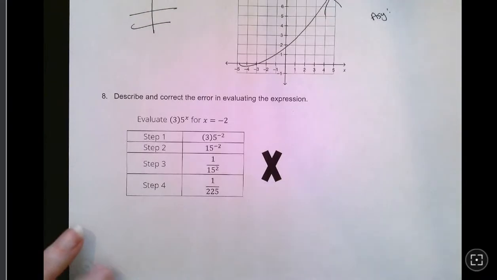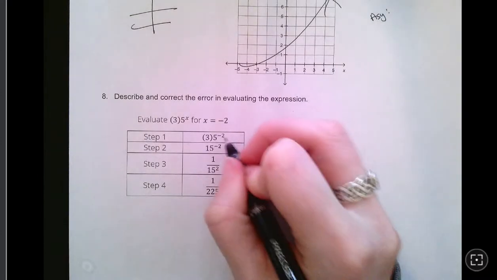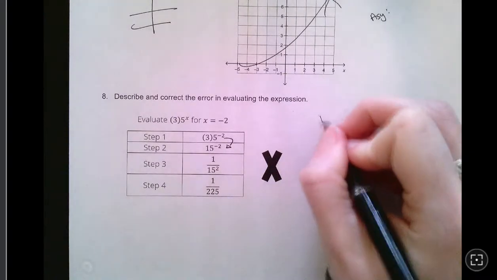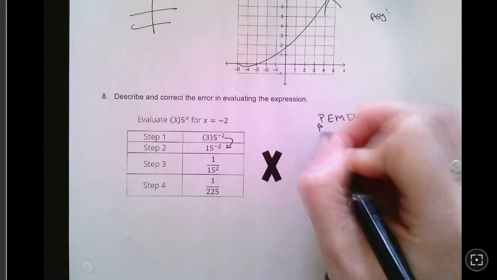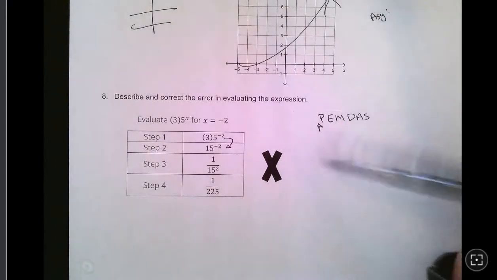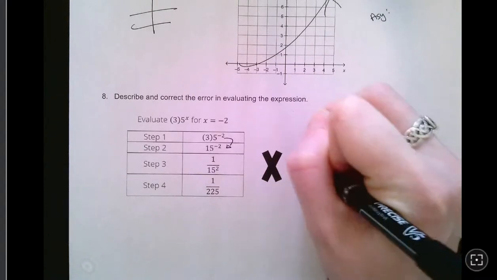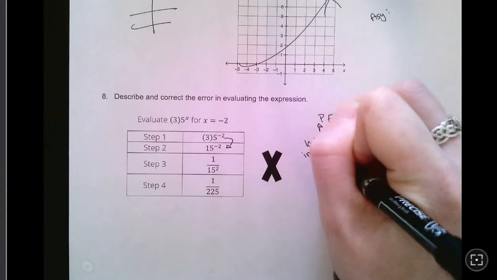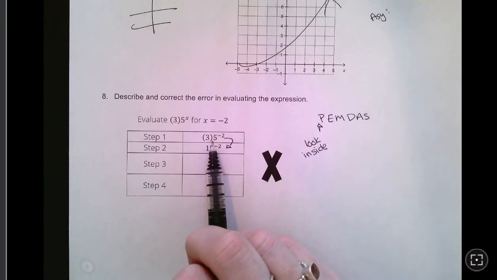For 8, it says describe and correct the error in evaluating the expression. So this is big on our exponent rules here. I have 3 times 5 to the negative 2. Next, they say I go here. Be careful with your PEMDAS. PEMDAS says parentheses first, but it's not saying do anything you can to get rid of your parentheses. It's saying look inside the parentheses. Well, if I look inside my parentheses, there's just a 3. There's nothing for me to do with it. So it's just going to stay there.